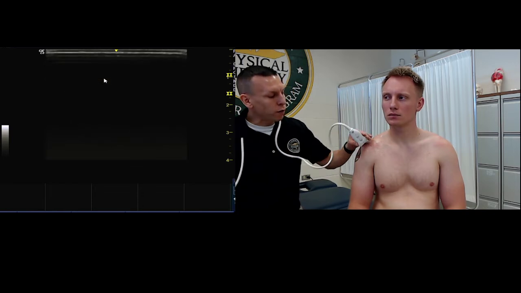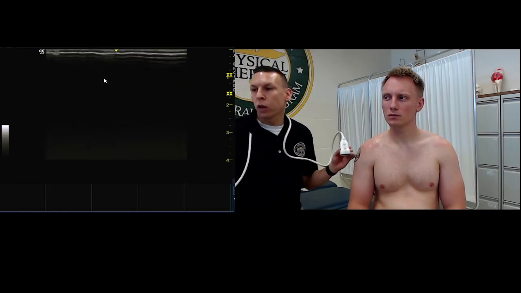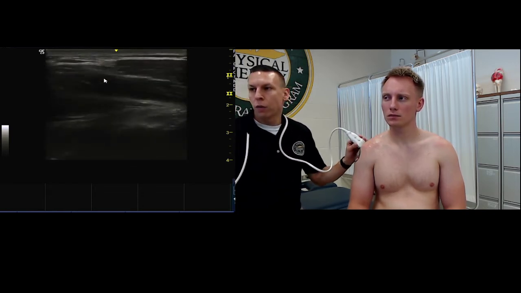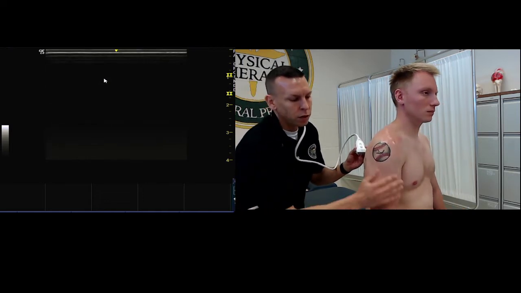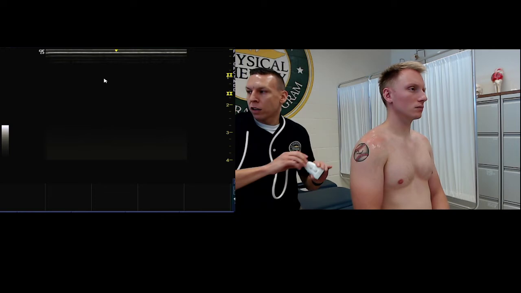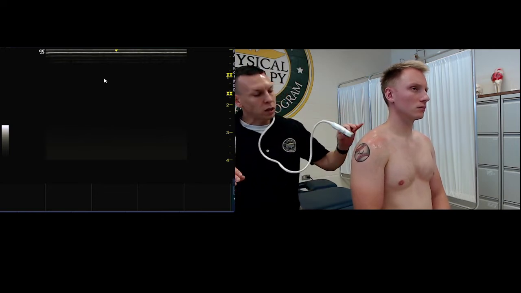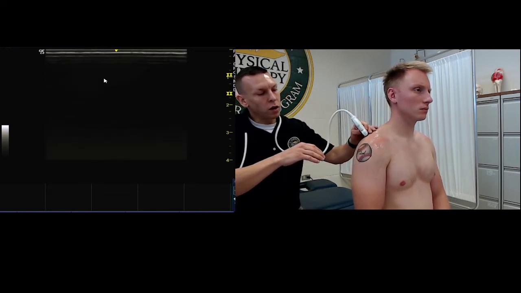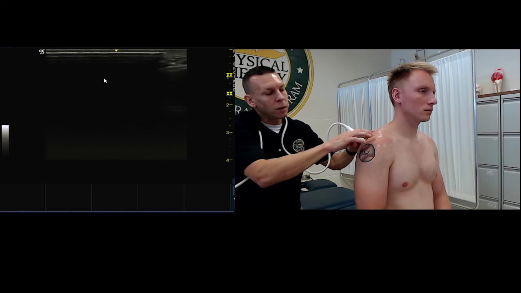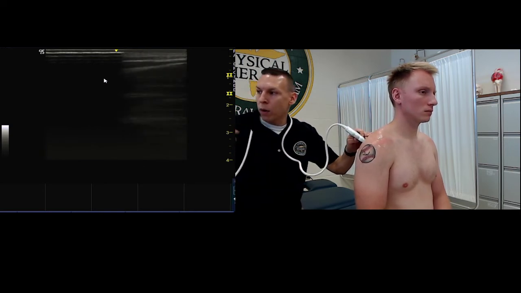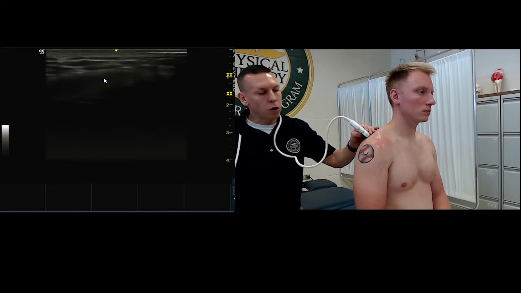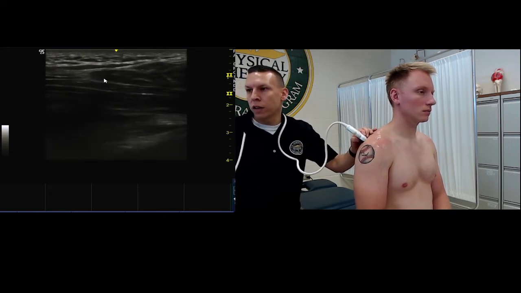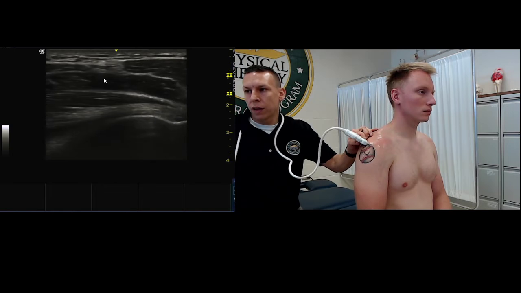Right, after we've looked at the supraspinatus, we're going to look at the infraspinatus. And we're just going to take our probe, and I'm going to have them sit this way so we can see the back of the shoulder. You want to start, if you can find the scapular spine, you can palpate that with your fingers here. And you can just put the probe right underneath that structure, and then come lateral.